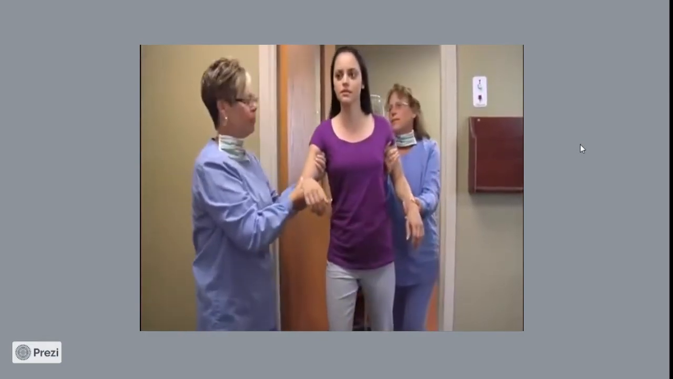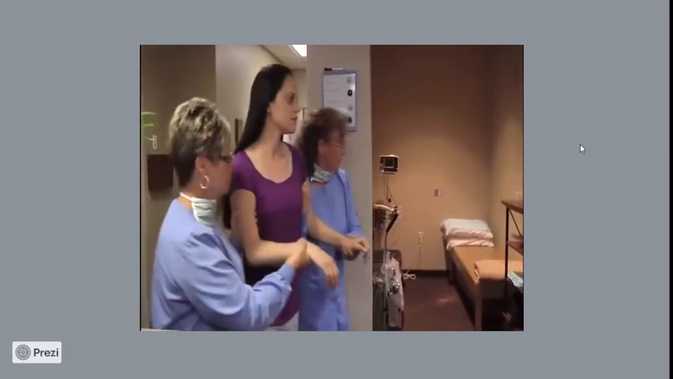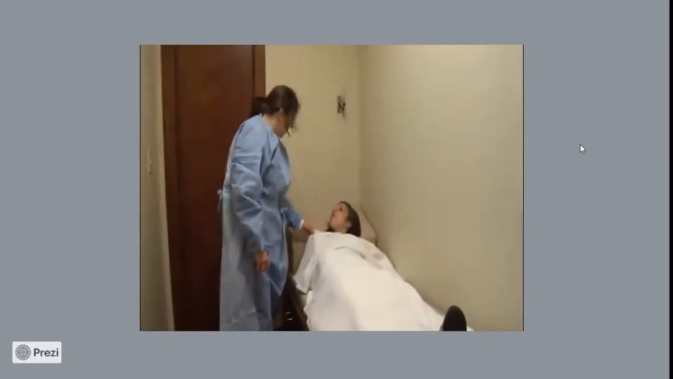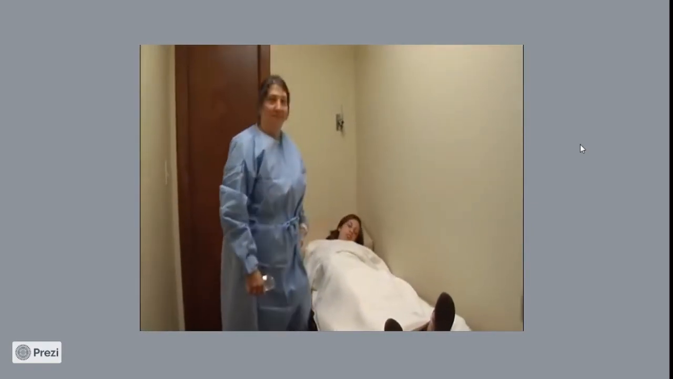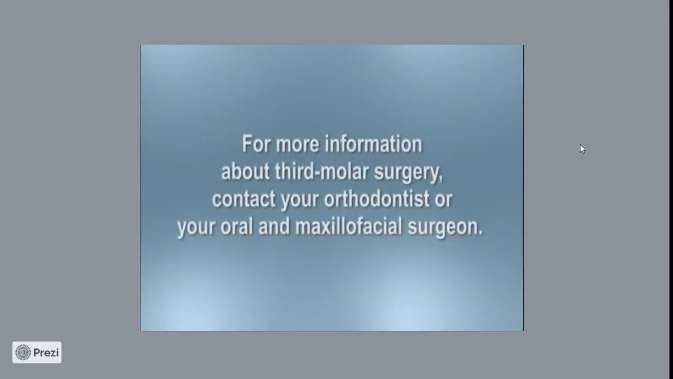Following surgery, patients rest under supervision in the oral surgery office until they are ready to be taken home. Before leaving for home, patients are given specific post-surgical instructions and prescriptions, including pain medication. The best outcome is the ability of patients to properly maintain the rest of the teeth they're keeping. Long term, patients can expect to experience improved dental hygiene and ease of home care. For more information about third molar surgery, contact your orthodontist or your oral and maxillofacial surgeon.